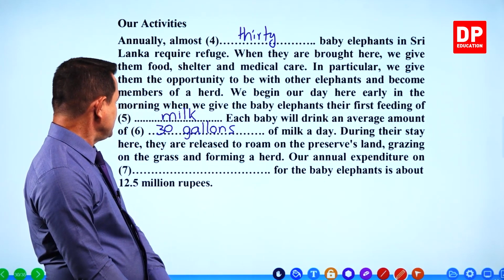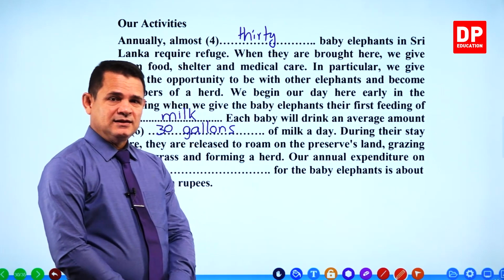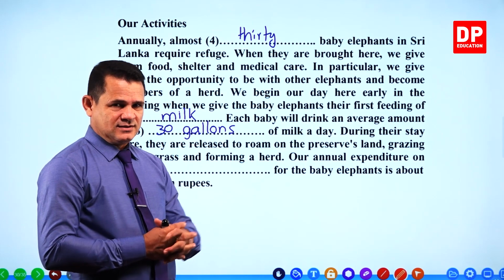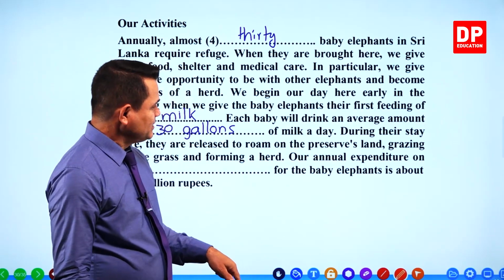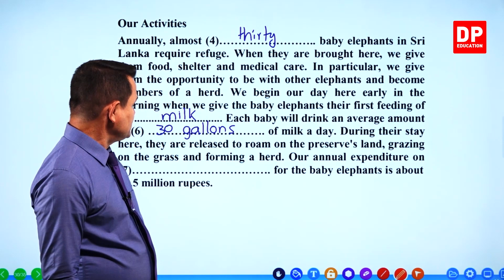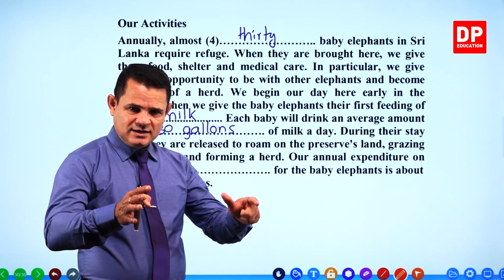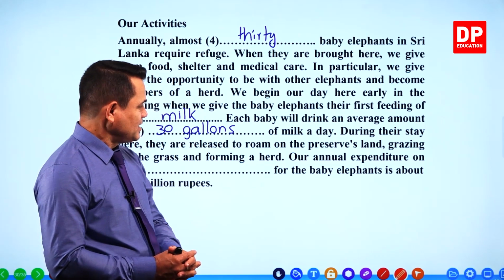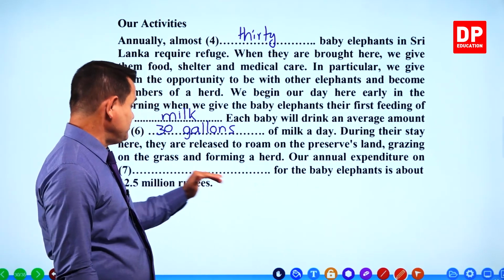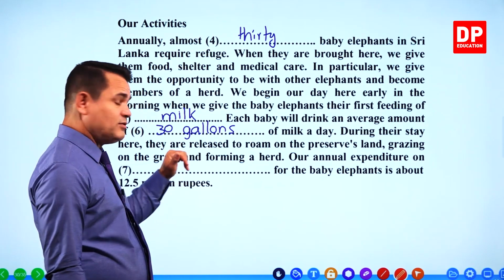During their stay here, they are released to roam on the preserve's land, grazing on the grass and forming a herd. Our annual expenditure for the baby elephants is about 12.5 million rupees.